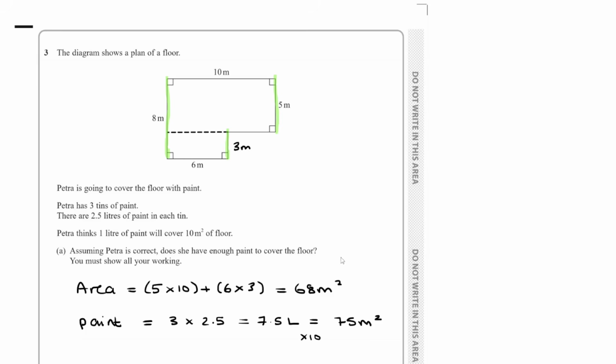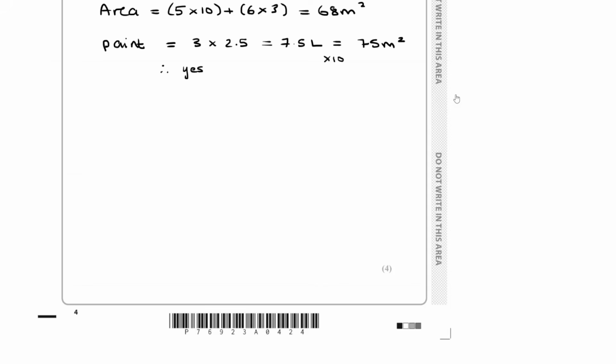So, does she have enough paint to cover the floor? Well, we need 68 meters squared worth. We've got 75. So yes, she does have enough. And as you can see, for part A, that is 4 marks.